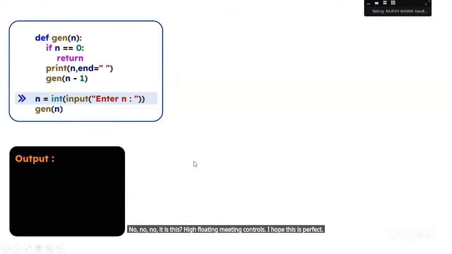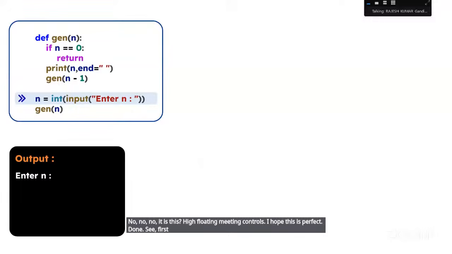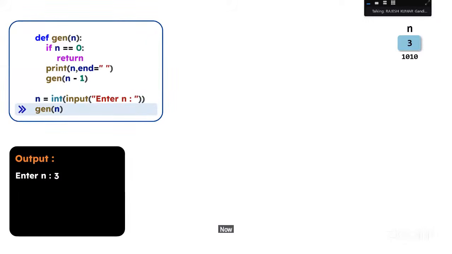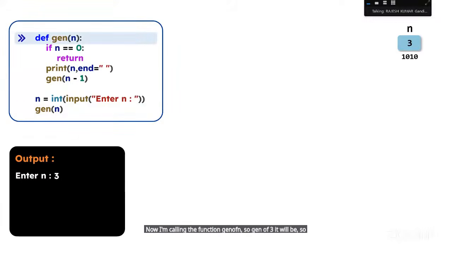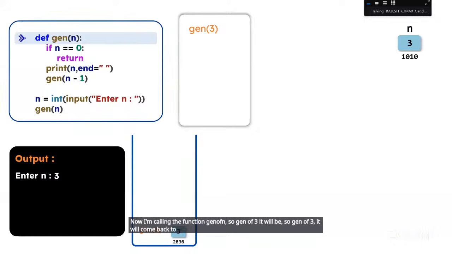See, first, I'll be taking n value. So n value is equal to, let's say, 3. I'll show you some basic recursive calls. N is 3. That is the memory location of n. It's inside main. Now I'm calling the function gen of n. So gen of 3 it will be. In the first iteration, I'm executing the function for the first time.